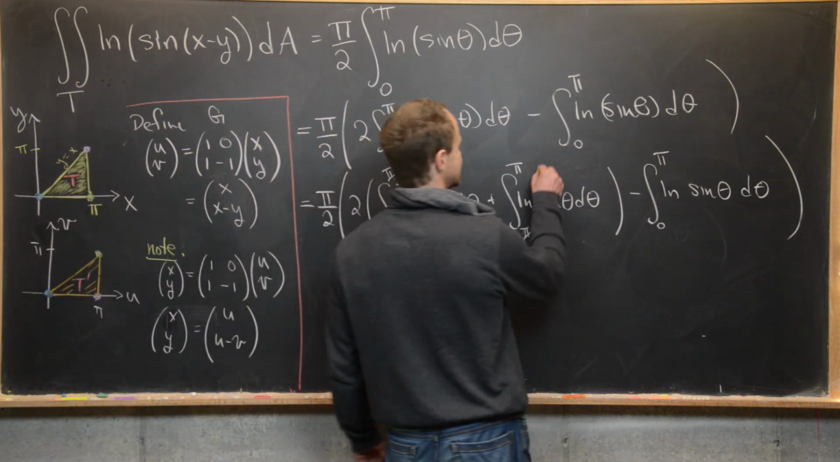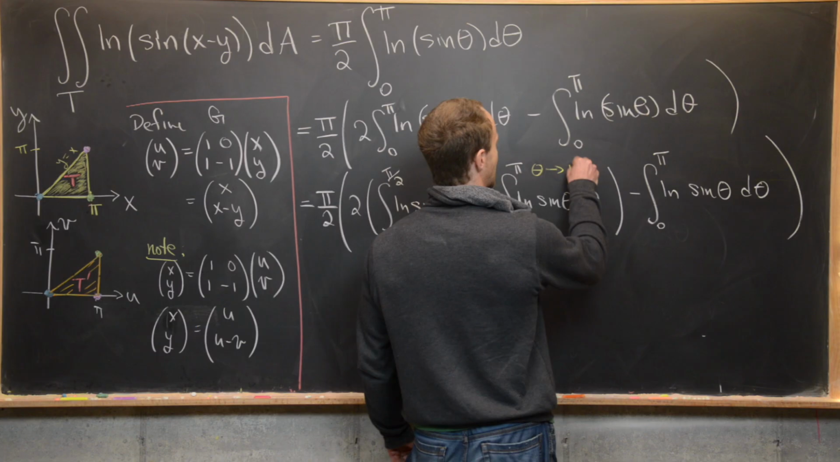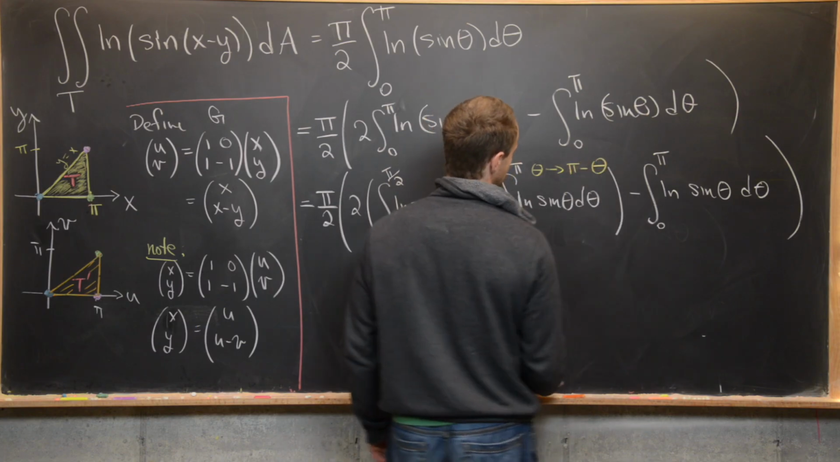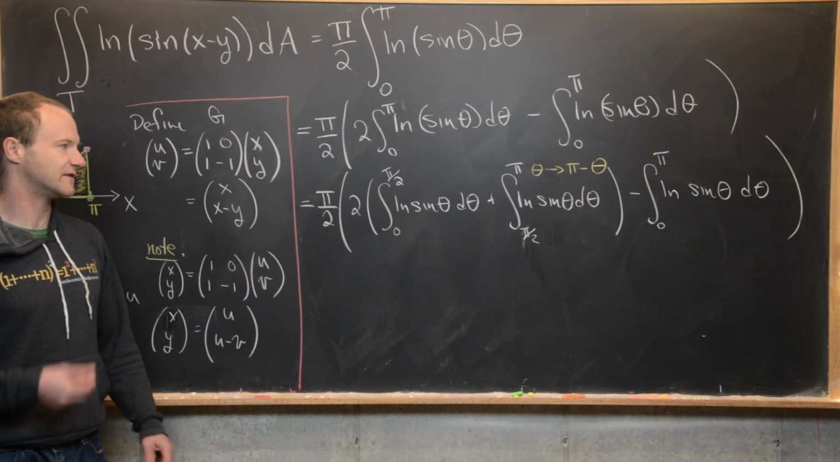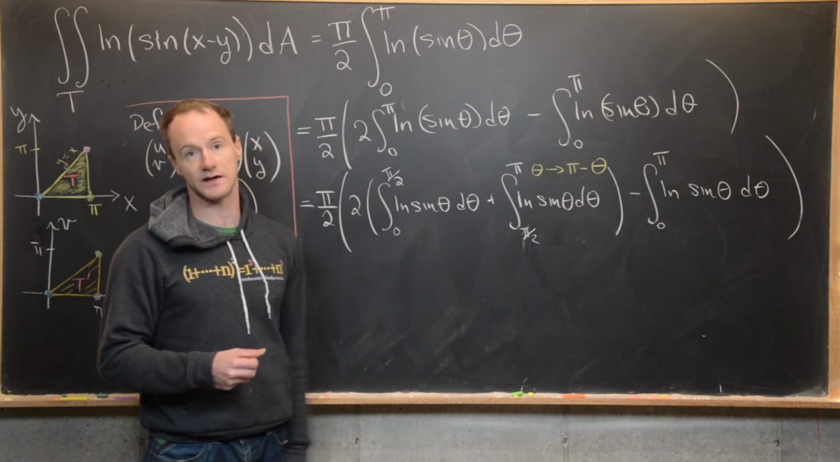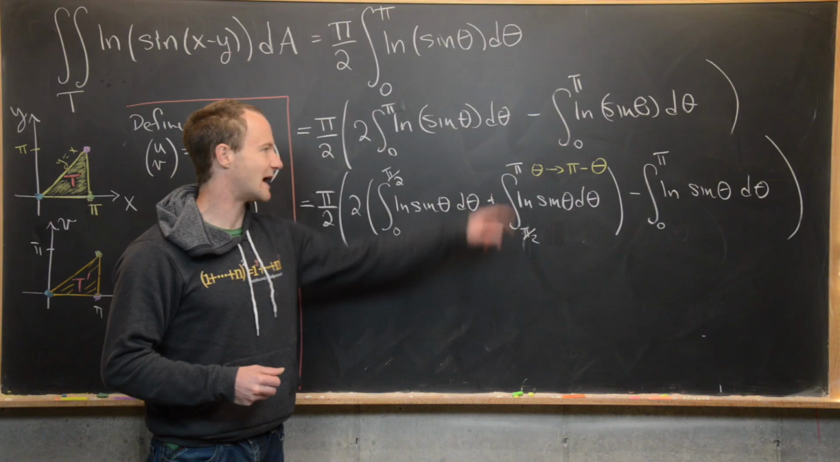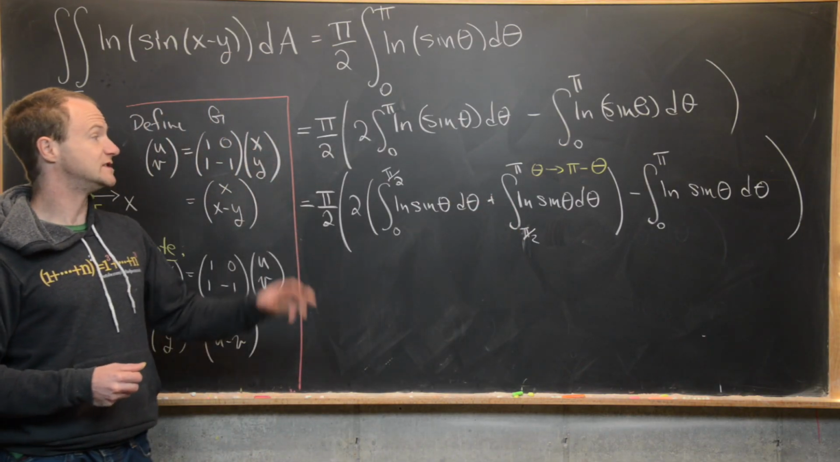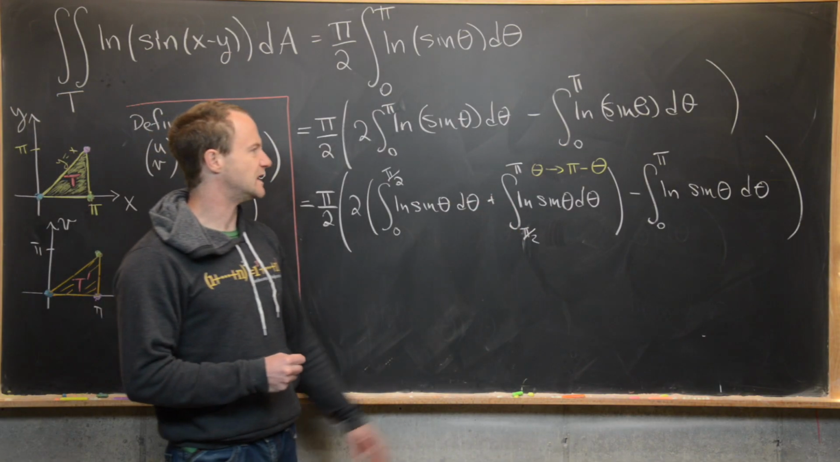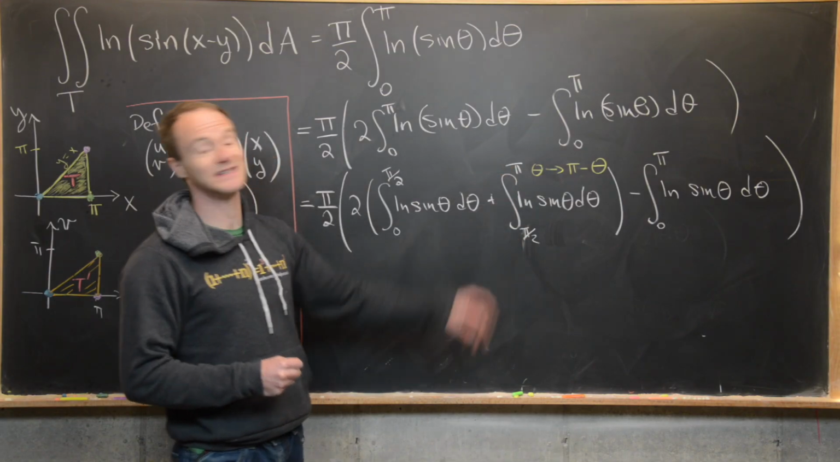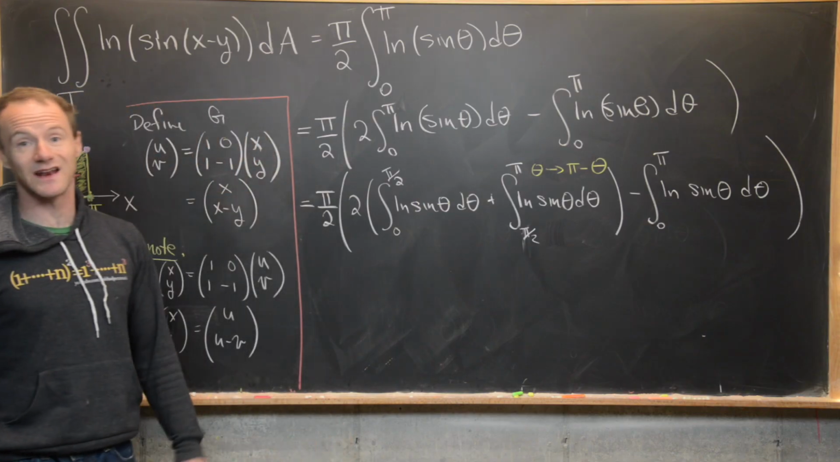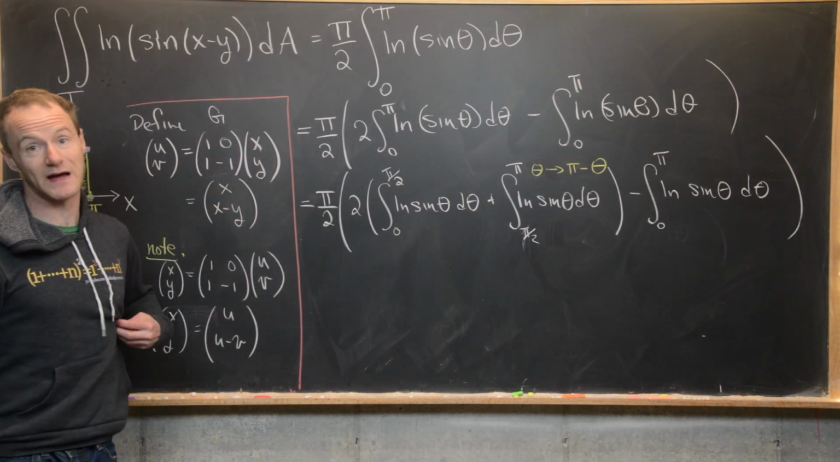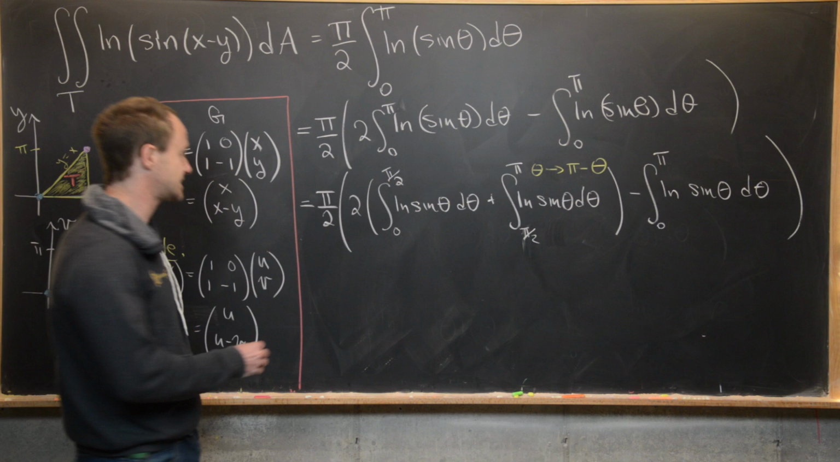So I'm going to replace theta with pi minus theta. And then let's recall that sine of pi minus theta is still sine of theta, so that doesn't change the integrand. That's just going to change the bounds of integration. So these new bounds of integration will be, let's see, from pi over 2 to 0. But then we pick up a minus sign from the d theta, and that can switch the bounds of integration. Okay, so let's see what that gives us.